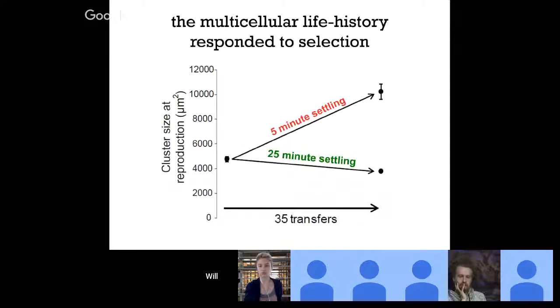And if we look at this in the context of this emergent multicellular life history, we see adaptive changes happening in this new multicellular life cycle. In the 5-minute line, those groups are evolving to delay fragmentation or delay reproduction till they're twice as large as their ancestor. Whereas in the 25-minute line, they're in fact evolving to fragment at a smaller size.